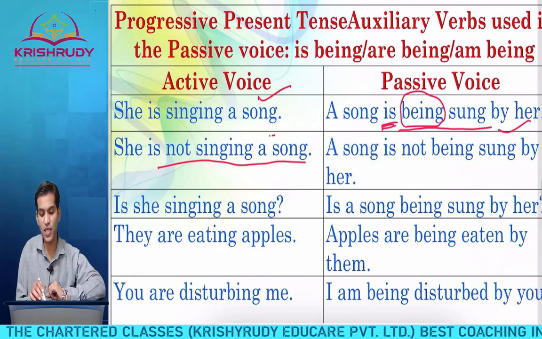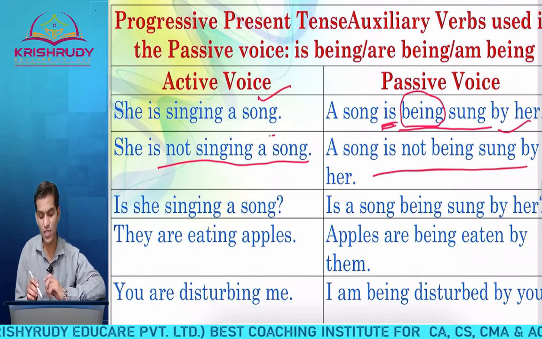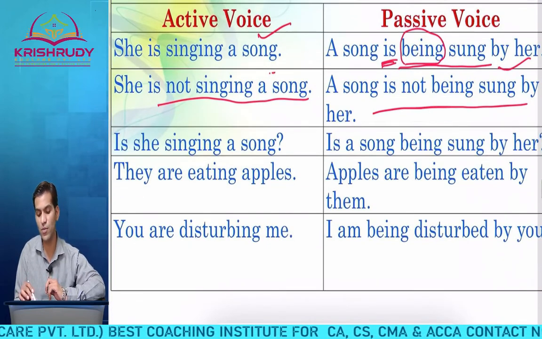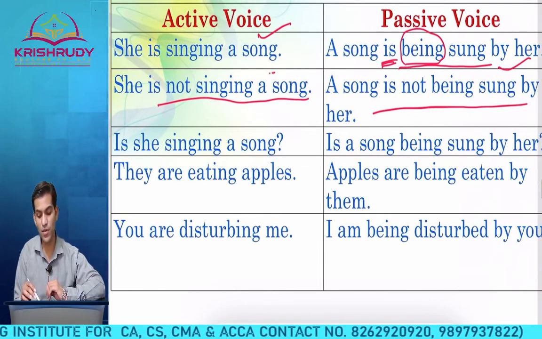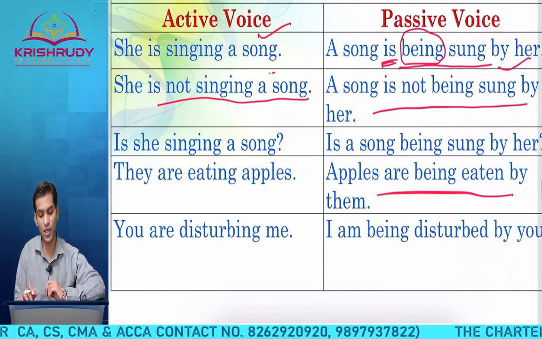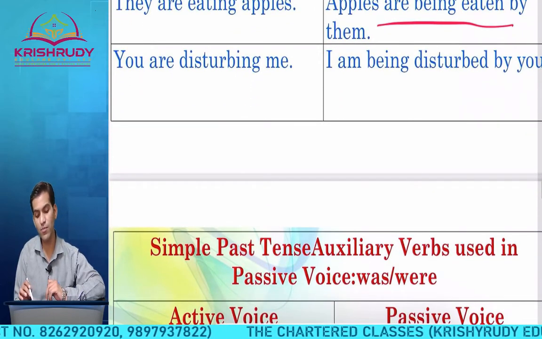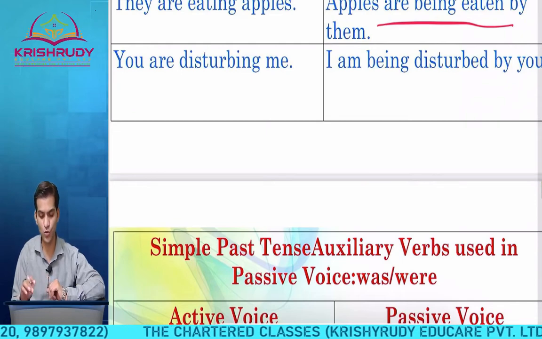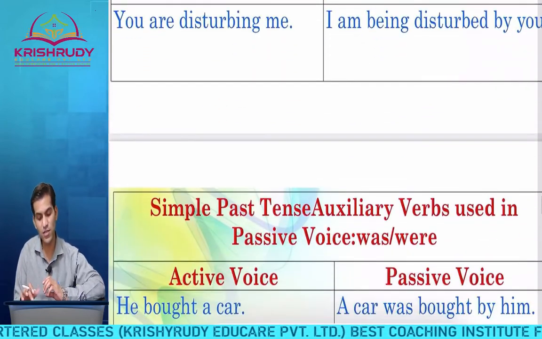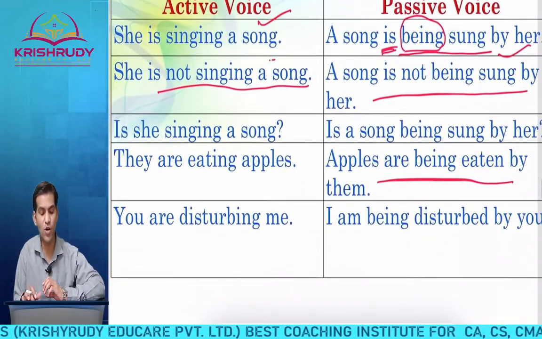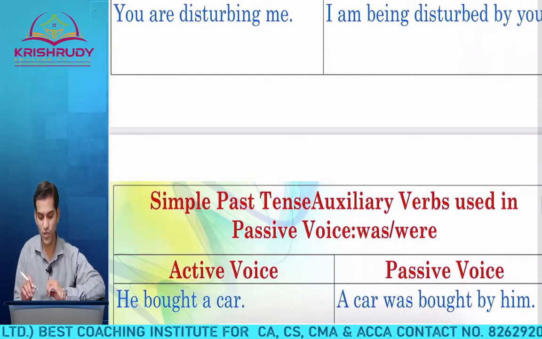She is not singing a song; a song is not being sung by her. Is she singing a song? Is a song being sung by her? They are eating apples; apples are being eaten by them. And you are disturbing me; I am being disturbed by you, right? So this is how progressive tense or present continuous tense is transformed into passive voice.